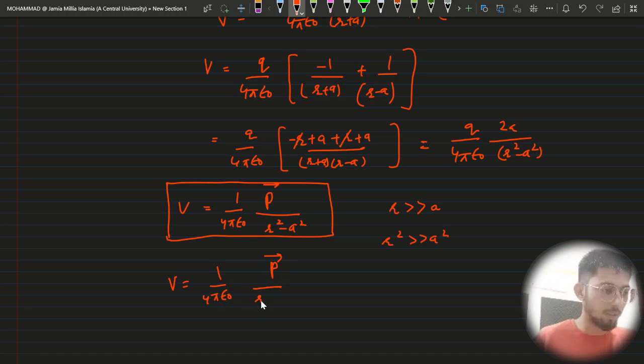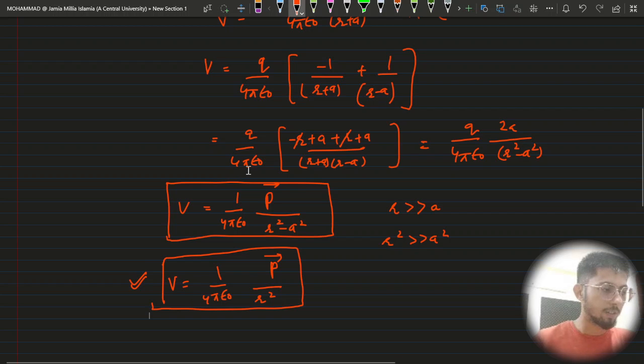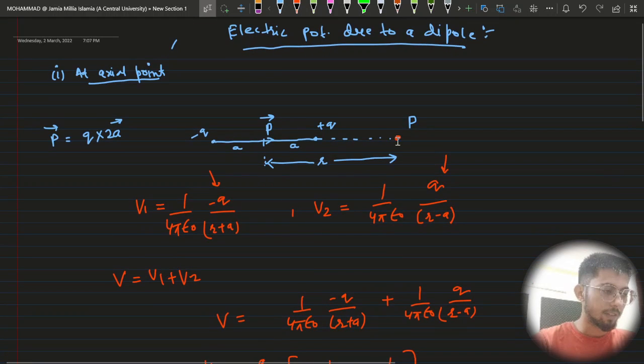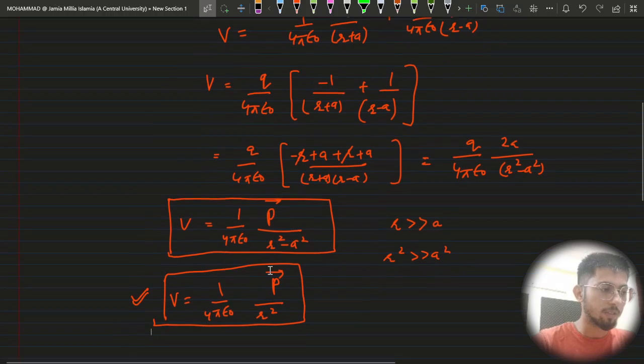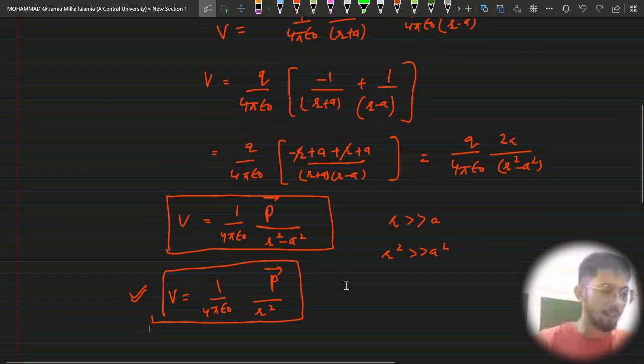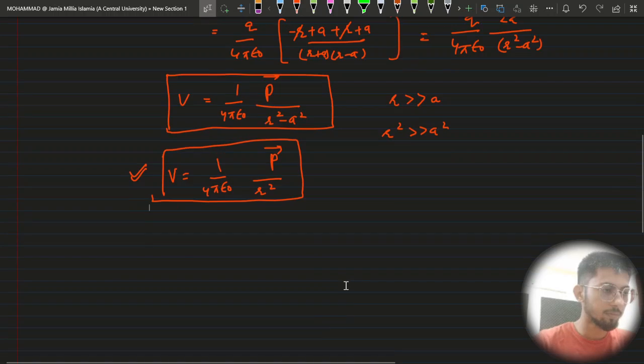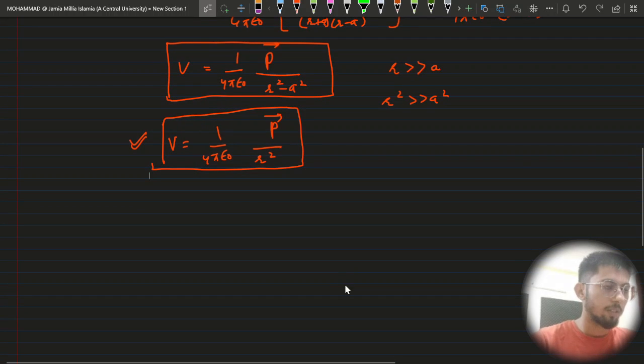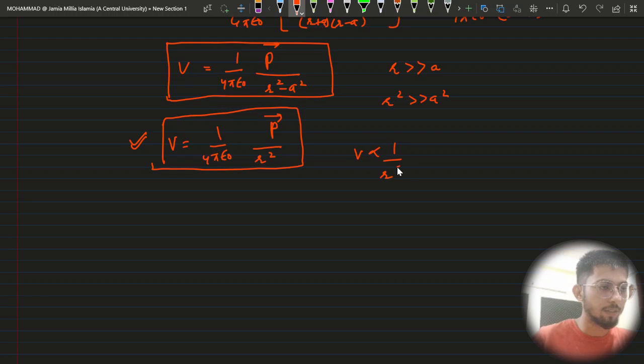1 by 4 pi epsilon naught p by r square, right? This is the final result. You need to remember this. So this is the potential at an axial point of a dipole: 1 by 4 pi epsilon naught p by r square. Got it? And now you can see this potential is varying inversely with r square.